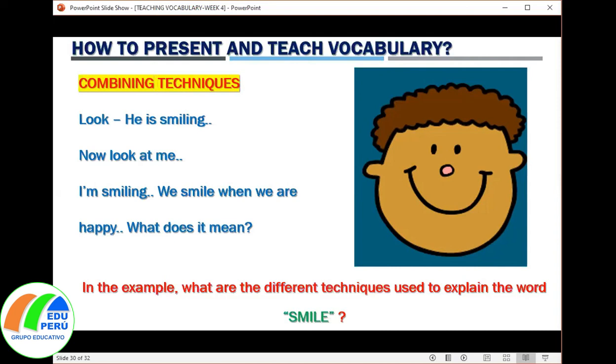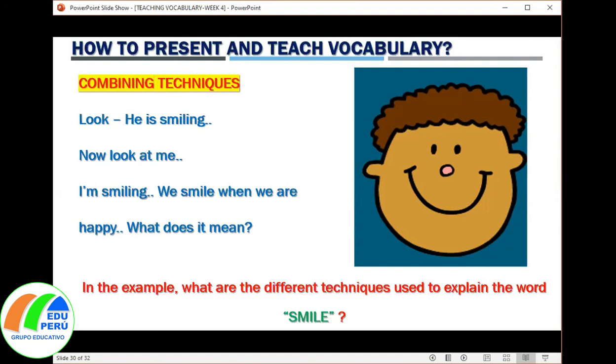Use of gesture. Aha, that's good, very good. This is one. Using gesture, that's it. Another? Another one? No, no more. Just gesture. Pictures. Aha, very good.